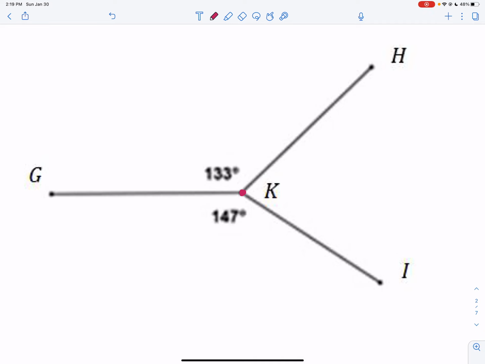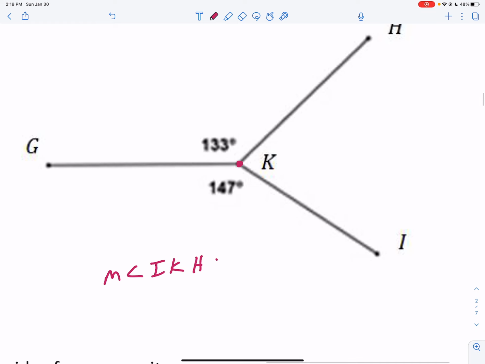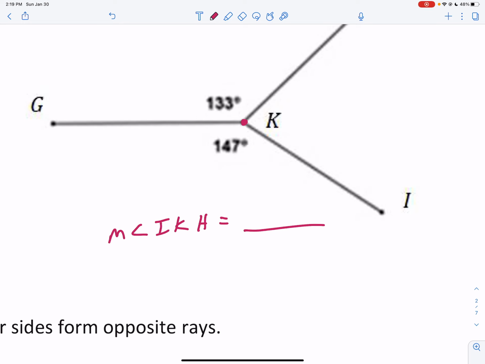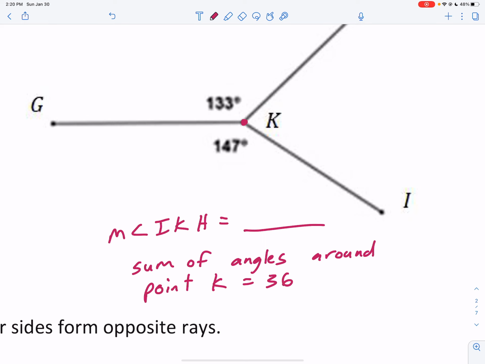And so to find the measure of angle IKH, the order doesn't really matter here. We're not dealing with vectors or anything like that. So the measure of angle IKH is a mystery. But we know that the sum of angles around point K equals 360 degrees.